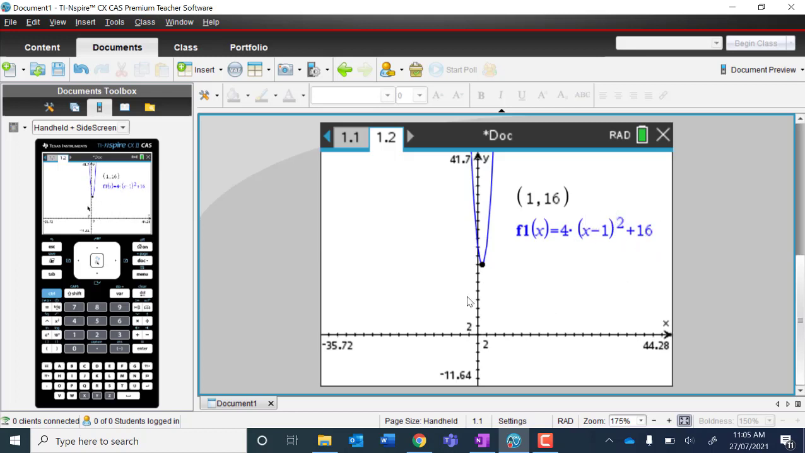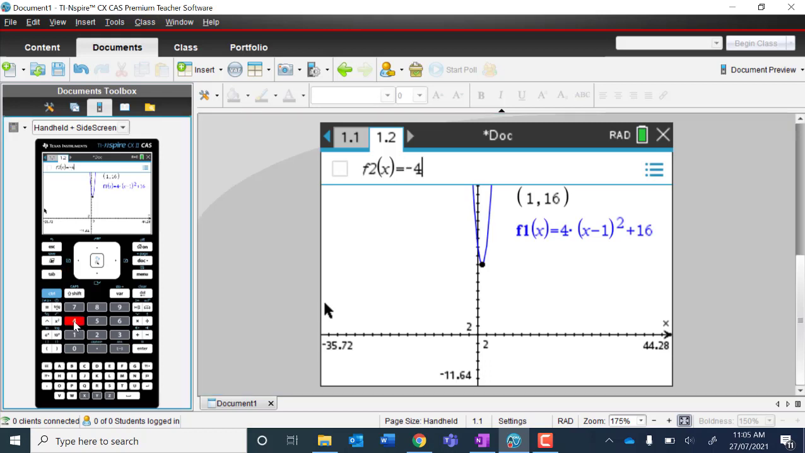Well, what about if I press tab and all I do this time is I make that a -4. So everything else stays the same. Everything else stays the same. (x - 1) squared plus 16.